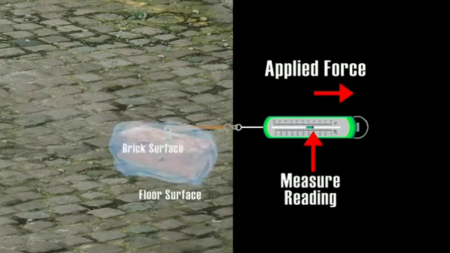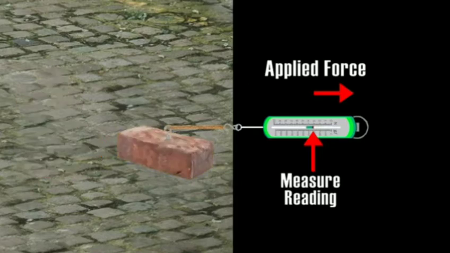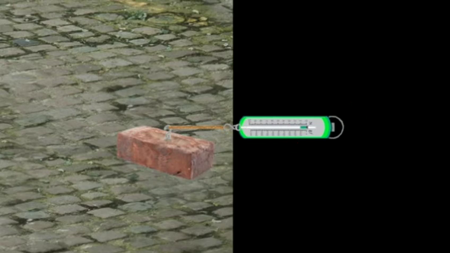Now wrap a piece of polythene around the brick and repeat the activity. Do you observe any difference in the reading of the spring balance in the above two cases? What might be the reason for this difference? Repeat this activity by wrapping a piece of jute bag around the brick. What do you observe? Now you can pause the video and give it a try and write down your findings in the comment section. Or you can keep watching this video to find the answers.